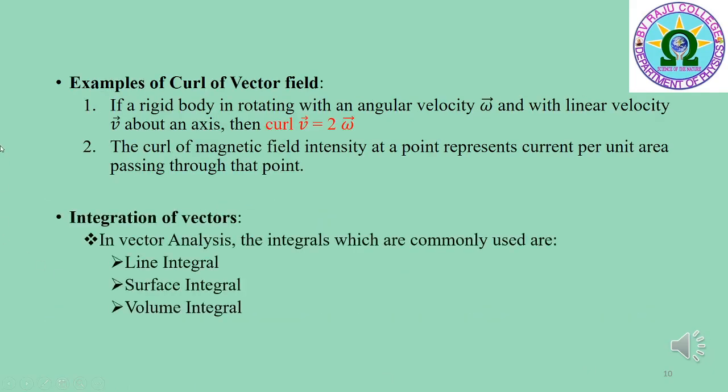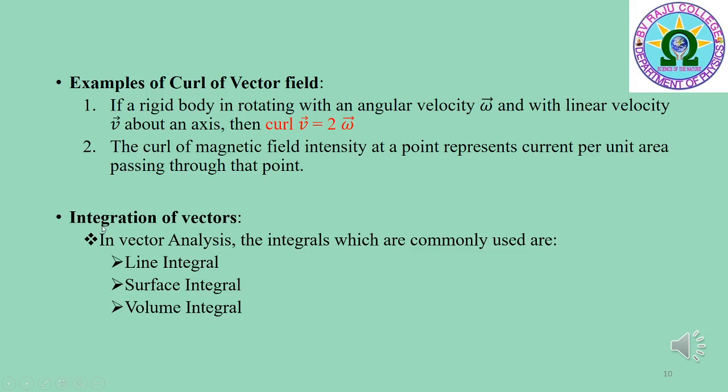Examples of curl of vector field. If a rigid body is in rotating motion with an angular velocity omega bar and with linear velocity v bar about an axis, then the curl of the velocity vector is twice the angular velocity, that is, curl v bar is equal to 2 omega bar. Another example is the curl of magnetic field intensity at a point in a magnetic field, which represents the current per unit area passing through that point.